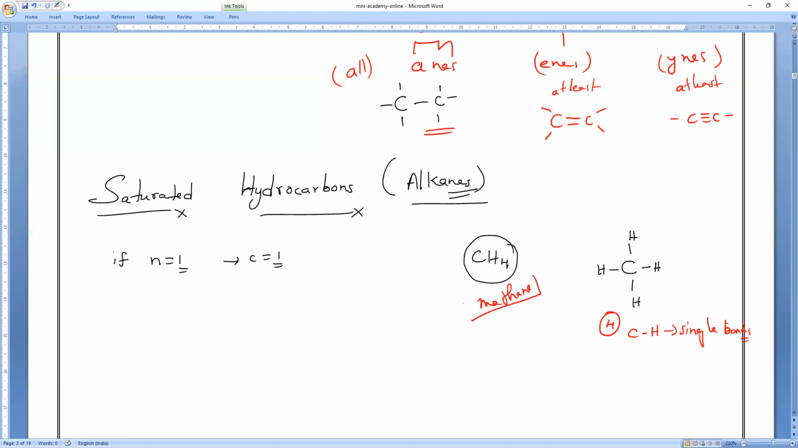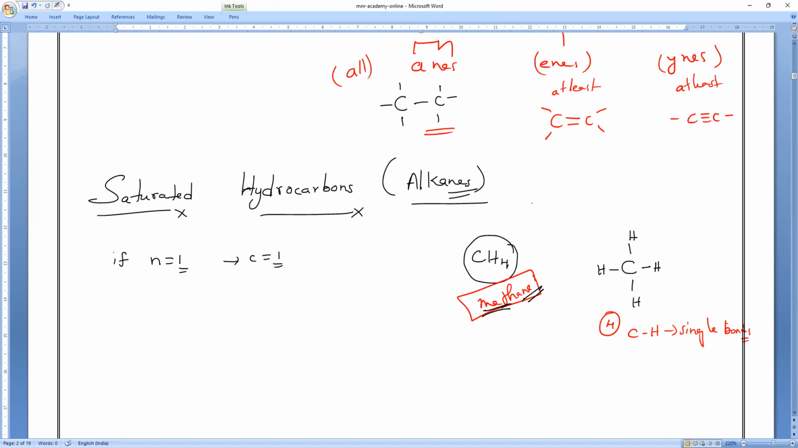And there is a specialty for methane. Only methane exists; there is no methene and no methyne. Methene and methyne will never exist. Only methane alone exists. Why they do not exist, we'll discuss later.